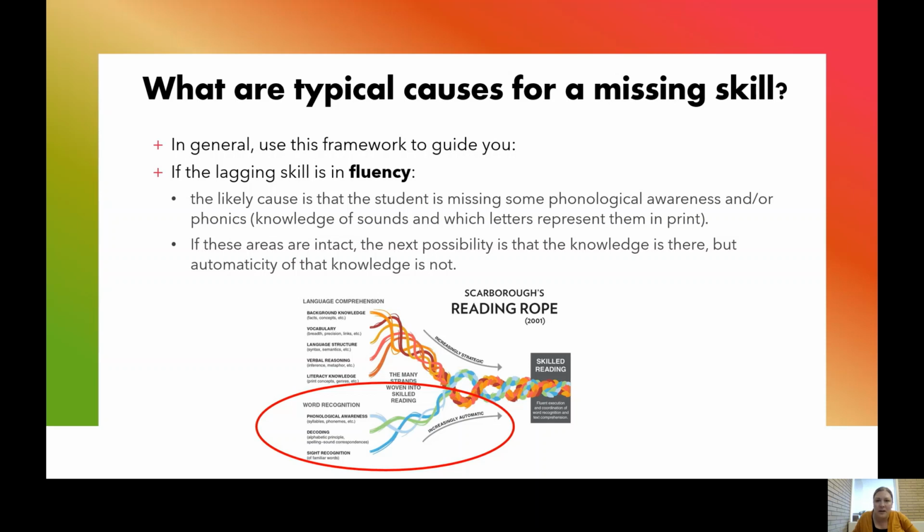If the knowledge of these two areas is intact, we can move a little farther up the rope to the increasingly automatic portion. They have the root skill in place, but it's not yet automatically available to the student. And you can see that in the illustration with the arrow drawing that the strands are starting to weave together and they're working on becoming automatic.